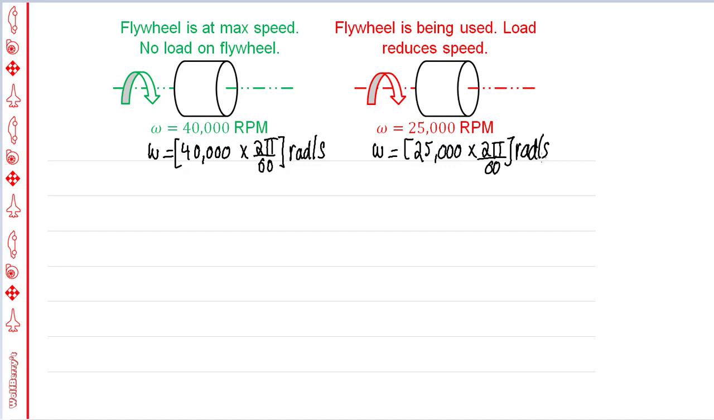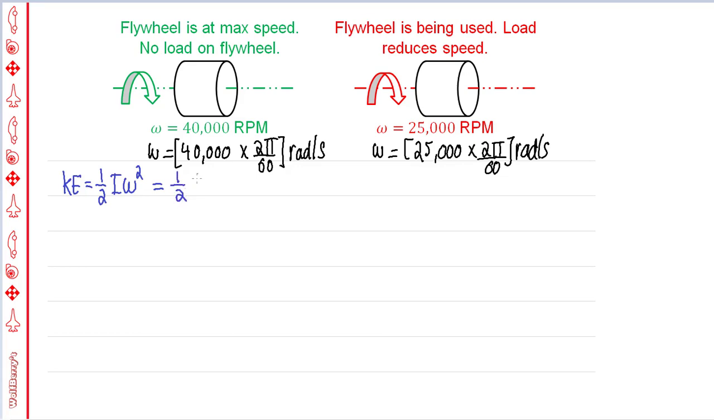Now let's look at the question. We need to find the energy transferred. The energy transferred will be the energy lost. That lost energy, if there's no frictional or heat losses, is actually the energy transferred to the wheels of the car. So it's not actually lost, it's transferred. It's the difference in energy. And rotational kinetic energy is defined as KE is equal to half I omega squared. So let's find the kinetic energy of the flywheel when it was rotating at 40,000 RPM.